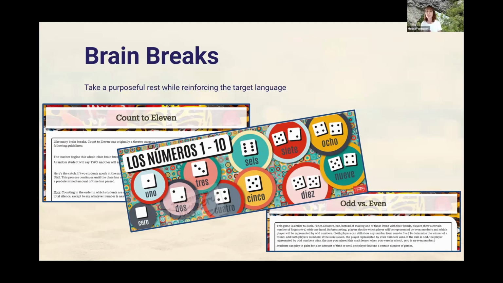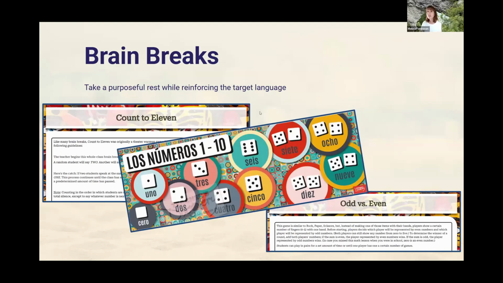Another one is odd versus even, kind of like rock, paper, scissors, where students are showing a number on their hand and one person wins if it's odd, one person wins if it's even. And so you're practicing numbers, but you're also taking a very quick break from doing whatever your bigger task is. And I will say, I went over these a whole bunch of times during this summer presentation, so find them in there under brain breaks, because they are amazing.